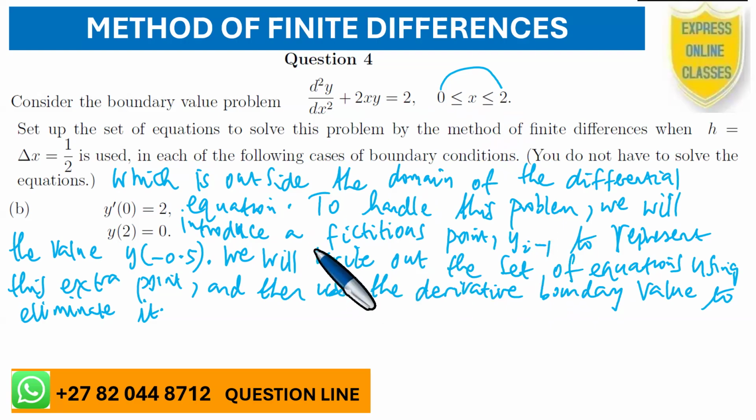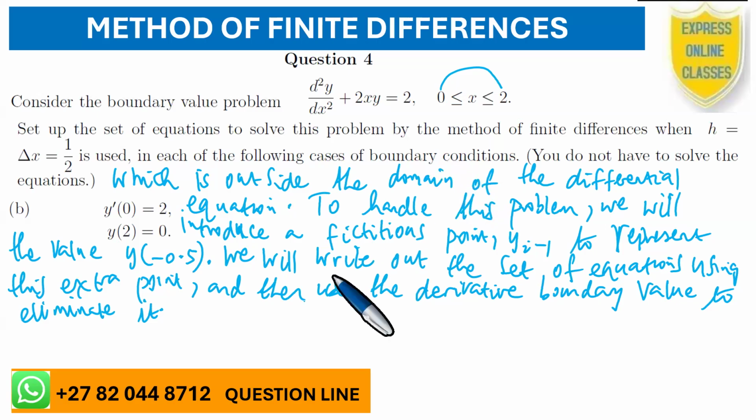To handle this problem, we will introduce a fictitious point, y sub i minus 1, to represent the value of y at minus 0.5. We will write out the set of equations using this extra point and then use the derivative boundary value to eliminate it, because it is outside the interval.